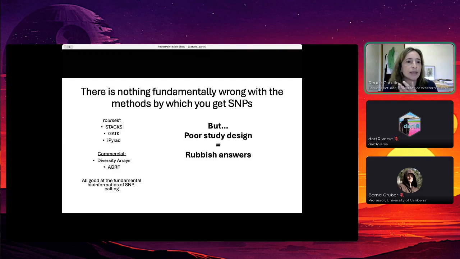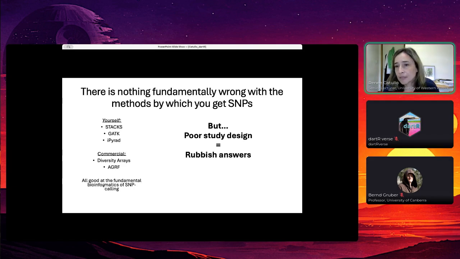So what I want to say again is that there's nothing fundamentally wrong by the methods that exist to get SNPs. So doing it yourself through Stacks, GATK, ipyrad, fine. None of these are a problem. Having SNPs called by Diversity Arrays, AGRF, fine. Done it myself, published it myself. These are all good at the fundamentals of SNP calling, but poor study design means rubbish answers.